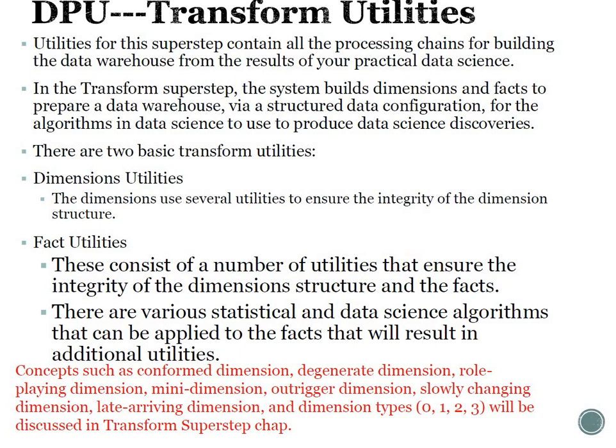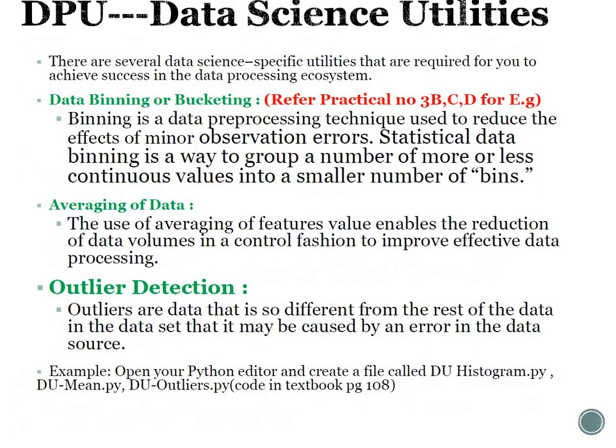Then transform utilities किसके साथ काम करेंगे? They will work with your data warehouse. So data warehouse के structure में क्या होता है? Dimensions and facts. So you will have dimension utilities and you will have fact utilities. Again to maintain the integrity of the dimensions and fact tables.